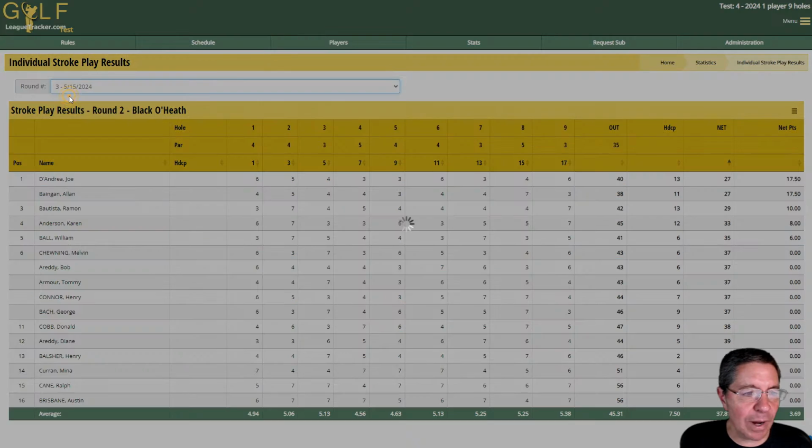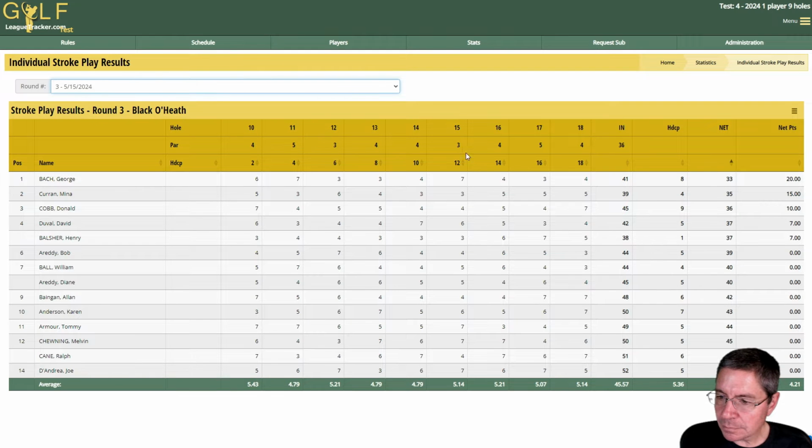And if we look at round number 3, we'll see first, second, and third, there's no ties. But fourth and fifth, there's a tie. And so 8 and 6 is 14. So the 2 players get 7 points each.